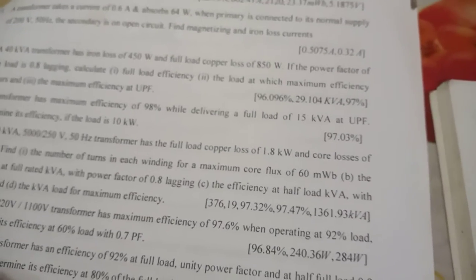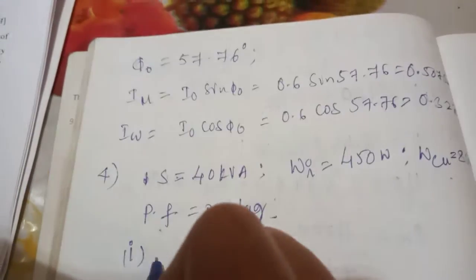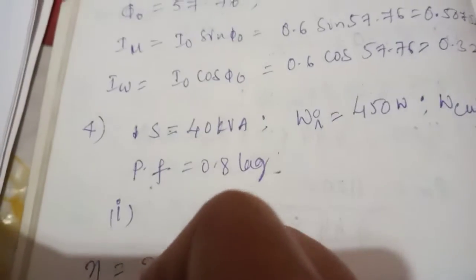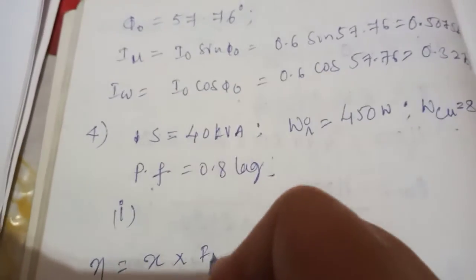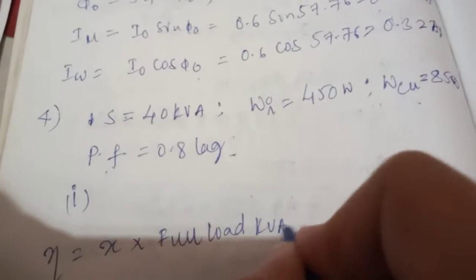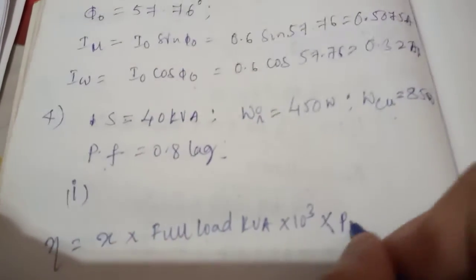First you have to calculate the full load efficiency. What is the formula for full load efficiency? First you have to write the formula for efficiency. Efficiency is equal to x into full load kVA into 10 to the power of 3 into power factor, the output.